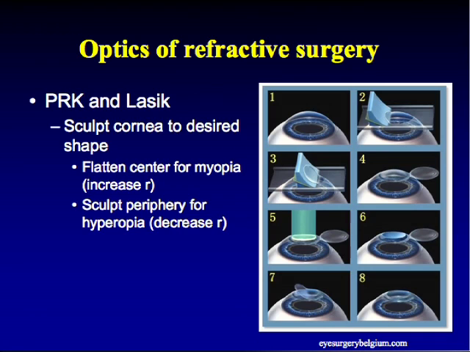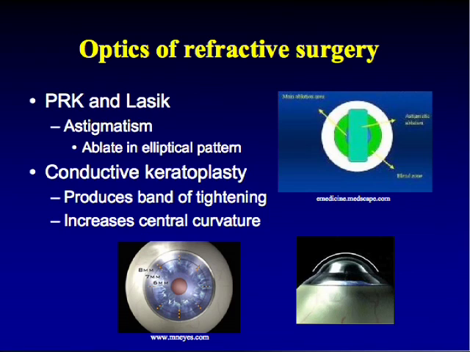In hyperopic refractive surgery, something's being done to sculpt the periphery to make the center steeper. So that's a little harder to do because you have to take away tissue from the periphery to make the center steeper. Another way to achieve that is conductive keratoplasty, where the periphery of the cornea is burned and you get this constriction, this tightening of a band around the periphery of the cornea, and then you get a compensatory steepening in the center.